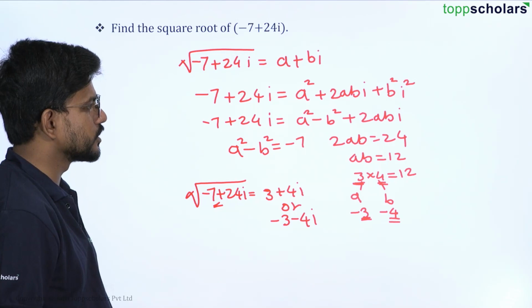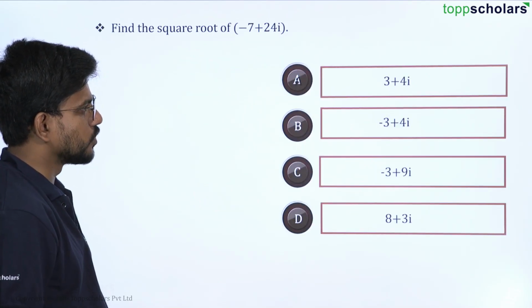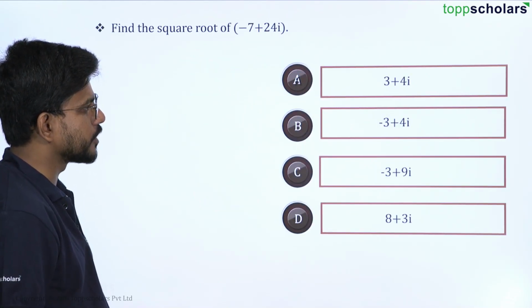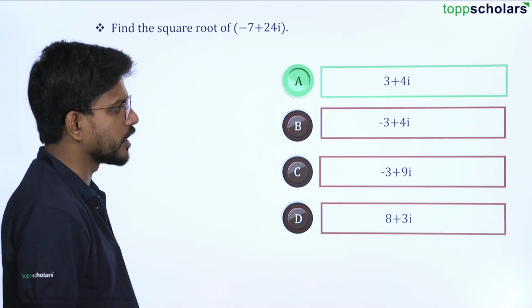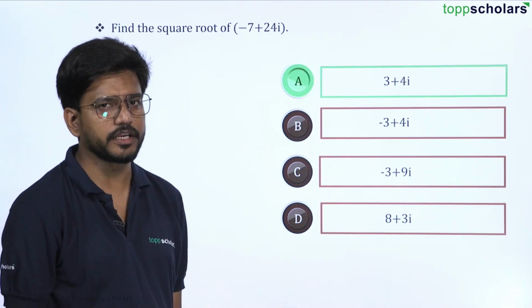Let us check the options. So the option A, 3 plus 4i, has to be correct. Yes, option A is definitely fine. Okay, moving ahead to the next question.